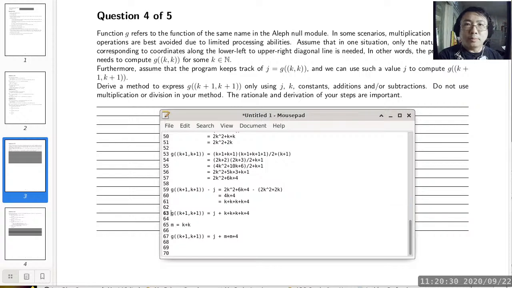Okay, that's because we just want to get to this point. However you get to this point is fine. It's just a matter of how you express g of k plus 1, k plus 1. But since we know what j is, I just decided to subtract j from g of k plus 1, k plus 1 to get to the difference. Now that we know what the difference is, we can compute g of k plus 1, k plus 1 as this particular term here.